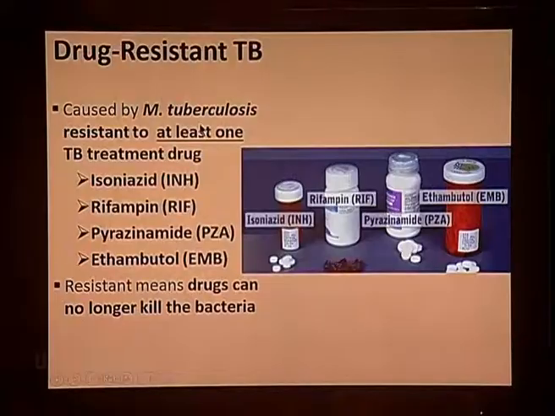Now, this problem with drug resistant tuberculosis, when it started, people worked on it and found that it is caused by Mycobacterium tuberculosis strains that are resistant to at least one of the TB treatment drugs. So these 4 drugs are the first line drugs: isoniazid, rifampin, pyrazinamide, ethambutol. If the bacteria is resistant to any one of them, we will call it a drug resistant Mycobacterium tuberculosis. And of course, resistant means that particular drug won't be able to kill the bacteria.